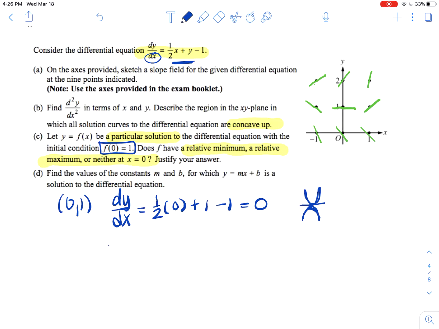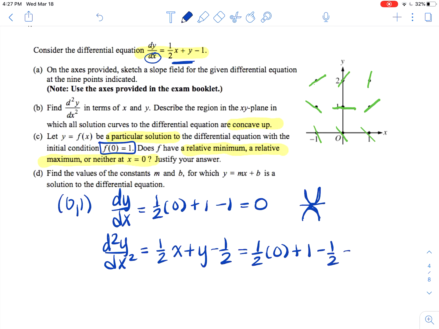If it's a relative maximum, I'm concave down. So what I'm going to do is calculate the second derivative using the same point they gave me. My second derivative, again, if you remember, was 1/2 x plus y minus 1/2. So if I plug in 1/2 times 0, plus y, which is 1, minus 1/2, it comes out to be a positive 1/2. Okay, you really just have to care about the fact that it comes out to be positive. So it comes out to be positive 1/2, which is greater than 0.